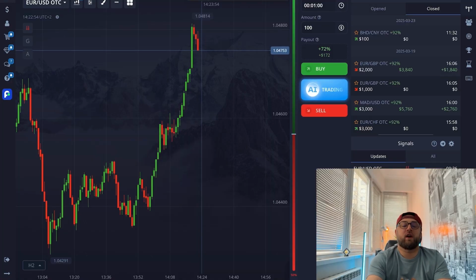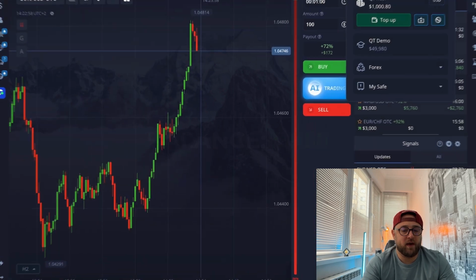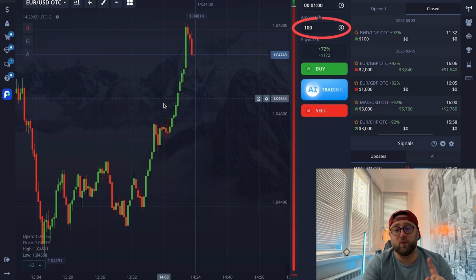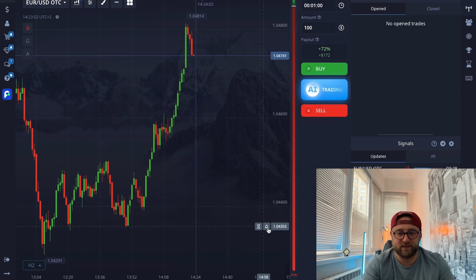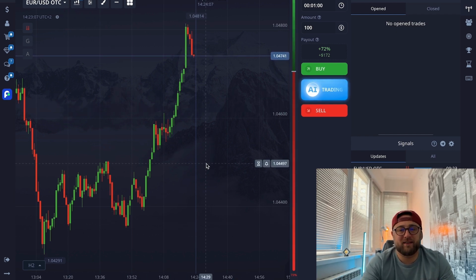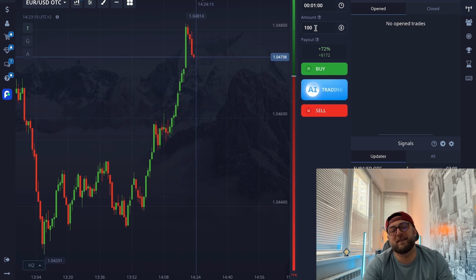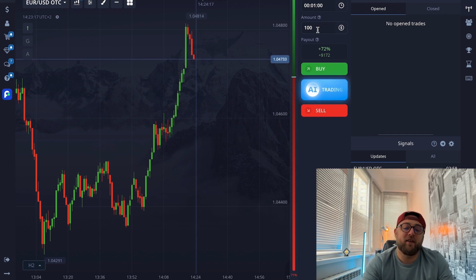For this challenge, I'm putting $1,000 on the line. My starting trade size is $100, which is 10% of the total balance, right? Yes, it's definitely aggressive, but hey, it's all for the content. I've got a trip coming soon, and yes, I'm trying to grow this account fast.